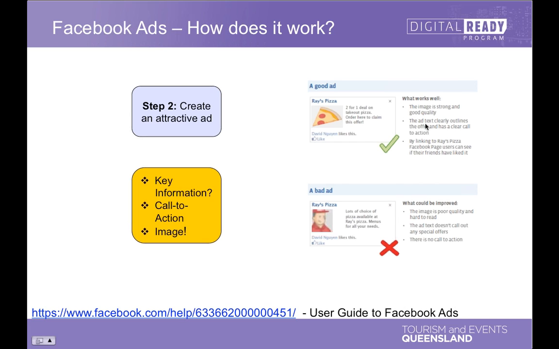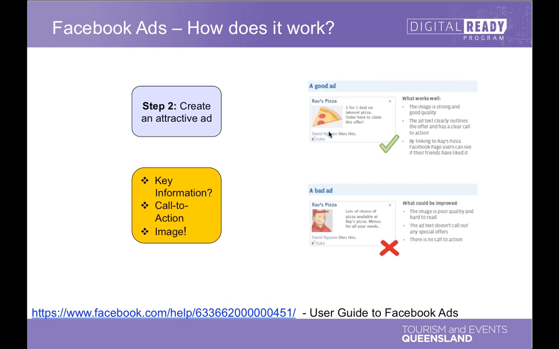So the image is strong and good quality. The ad text clearly outlines the offer, and there's a clear call to action. And also, by linking to Ray's Pizza Facebook page, users can see if their friends have liked it. This is what we call social proof. Someone is a friend of David Nguyen on Facebook and they like Ray's Pizza already. So the person looking at this ad thinks, oh, David likes it.